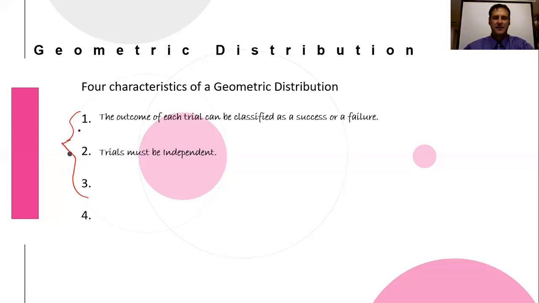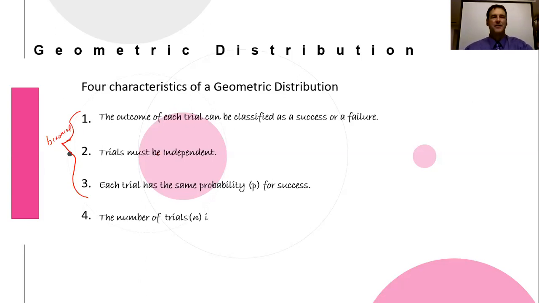The third one is about probability. Each trial has the same probability, P, for success. These match binomial. And the last one's different. Number 4 before was that each activity had a set number of trials, a set number n. And in this case, it's a little different. The number of trials, n, is determined by the first success. So let me show you what that means.